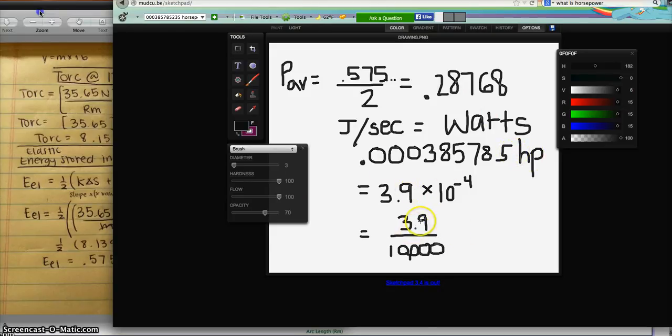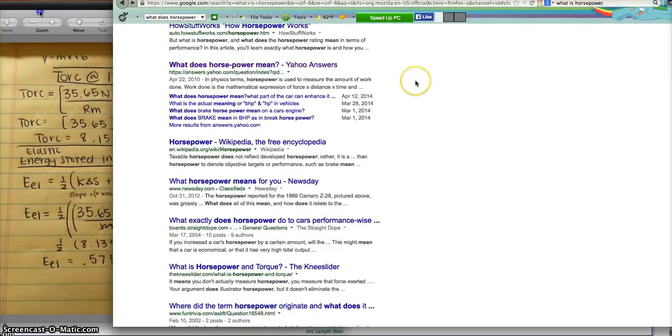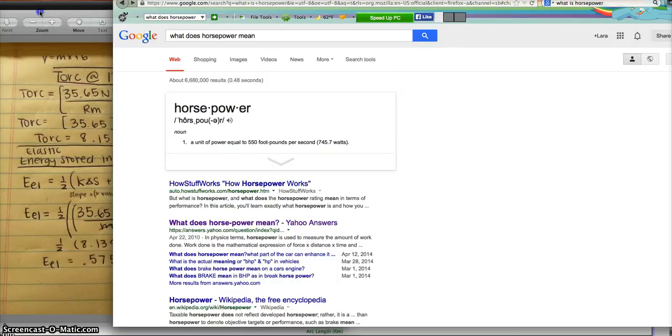So it's kind of like saying our mousetrap spring, or the average power in it, is equivalent to 3.9 over 10,000 of a horse. So like a really small number. I mean, of what a horse's energy would be. And I looked up what horsepower meant, because I was trying to explain it better, but honestly their explanations are really bad, at least the ones I quickly read.